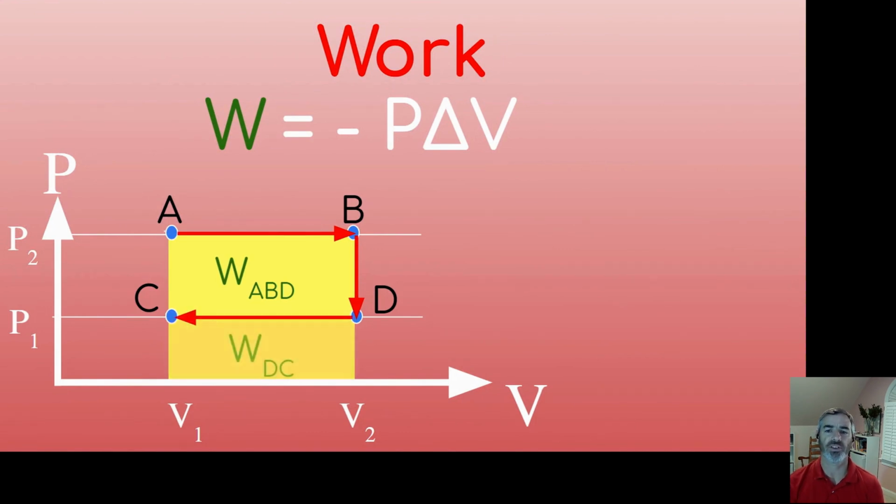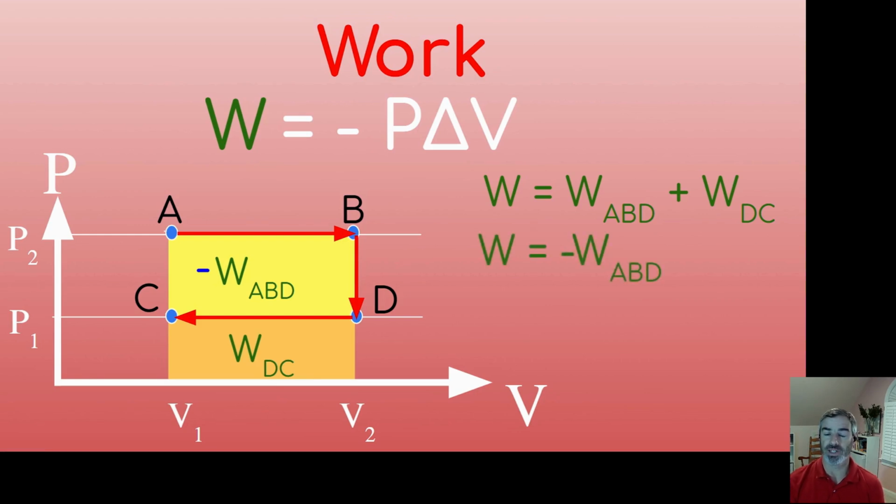And then if we take that process from D back to C, we have another additional work that's done from D to C. Now the total work is just going to be the sum of the two works from A to B to D and from D to C. If we look a little further, the work from A to B to D, since it's an isobaric expansion, we know that the volume increases, so that means that that work value is going to be negative. So we have a negative work for A to B to D.